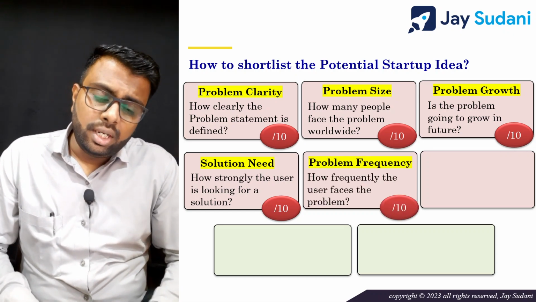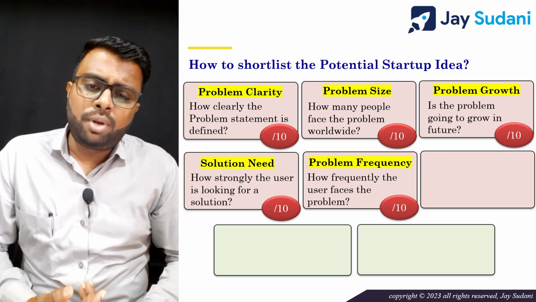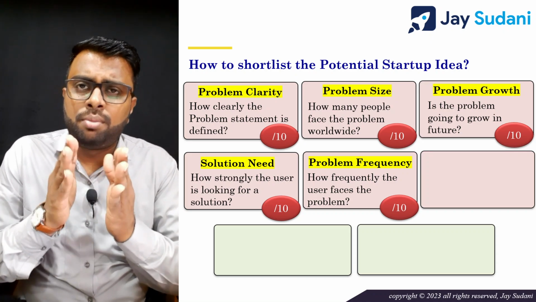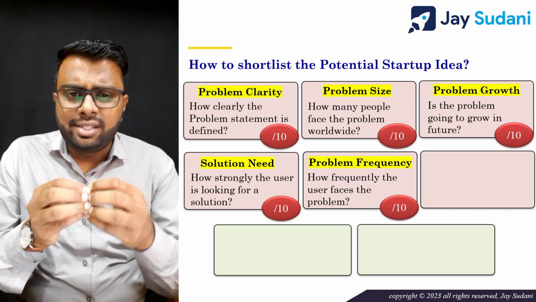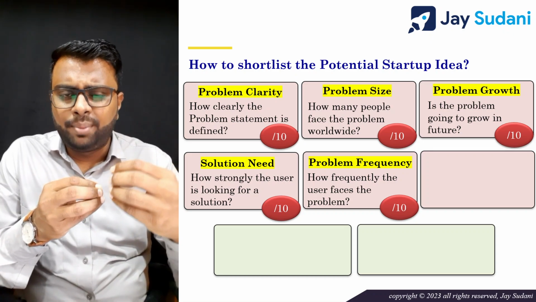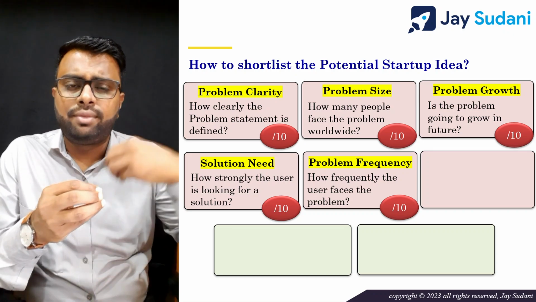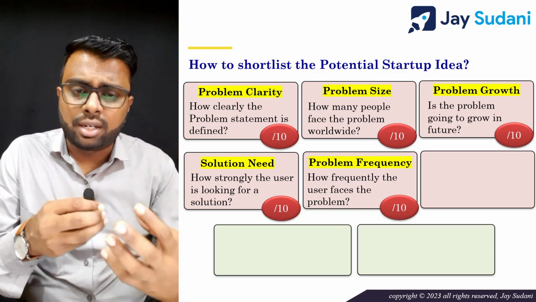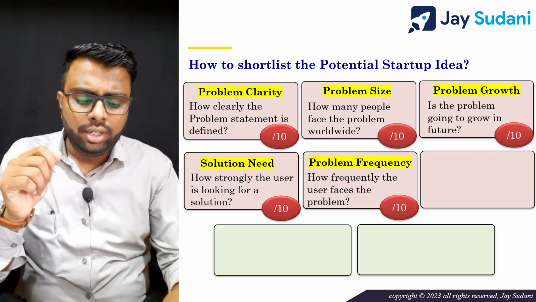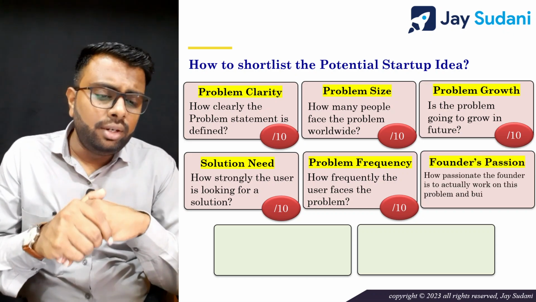Problem frequency: how frequently the user faces the problem. Let's say 100 people are facing the problem today, but what is the frequency? Are they facing the same problem every 2 months, every 4 months, every 6 months, every year? Try to understand that frequency and give points out of 10.